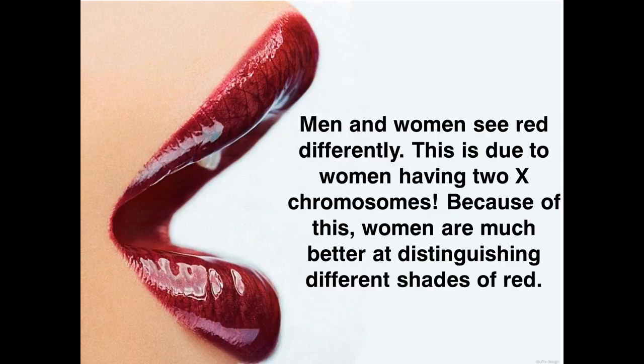Men and women see red differently. Now, I didn't know this, but women have 2 X chromosomes, men have 1. For those of you who are nurse educators here, please feel free to correct me if I'm wrong. I was just reading this bit of research again. What it means is men and women can both see red, but women have this other opsin protein. And what this does is it allows us to see different shades of red.